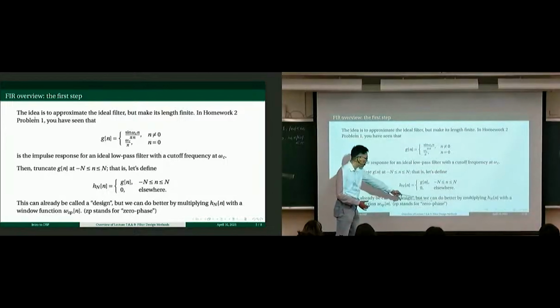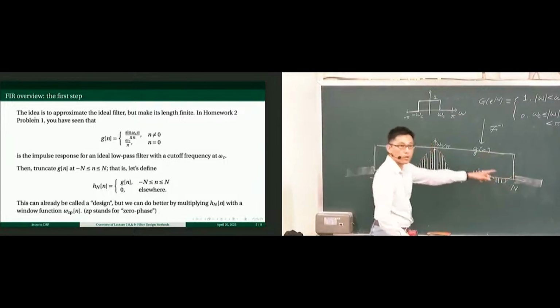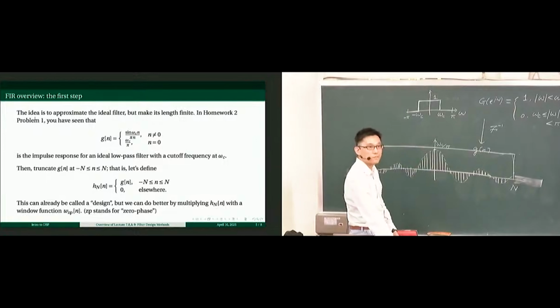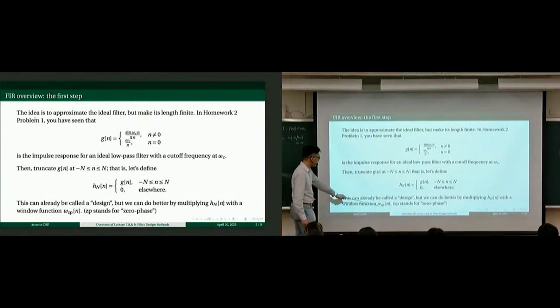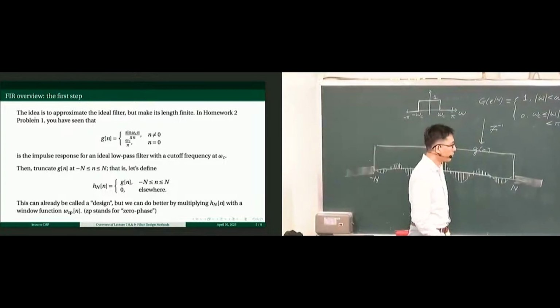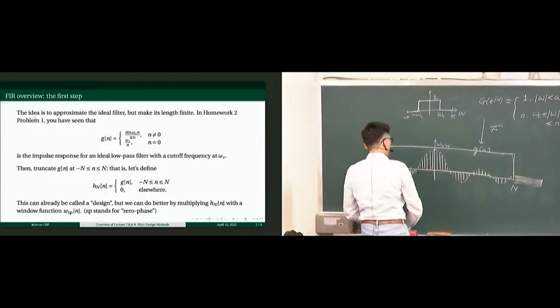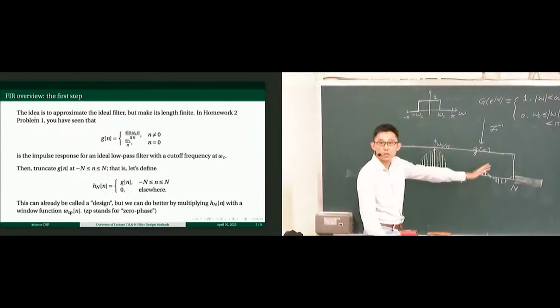So the idea is, how about we multiply this middle part with a window function. Not filtering yet. This is still in the design process. We're not applying the filter yet, we're still designing the filter. But the way we design the filter is by multiplying this middle part with a window function. Let's call it w_ZP of n, where ZP stands for zero phase. The reason will be clear. We'll multiply this h of n with a smooth window function.